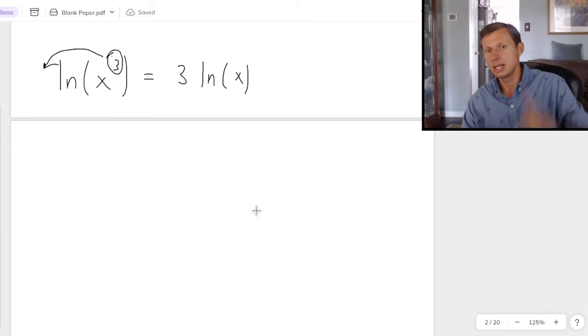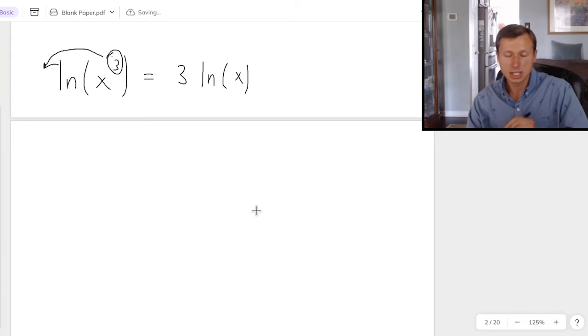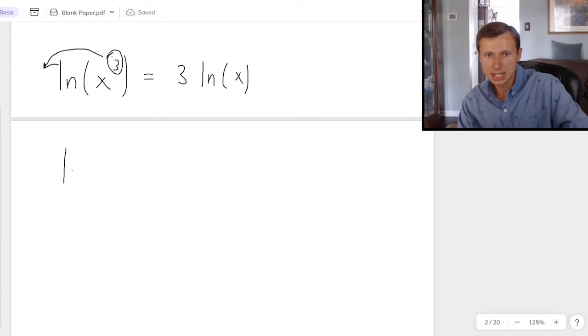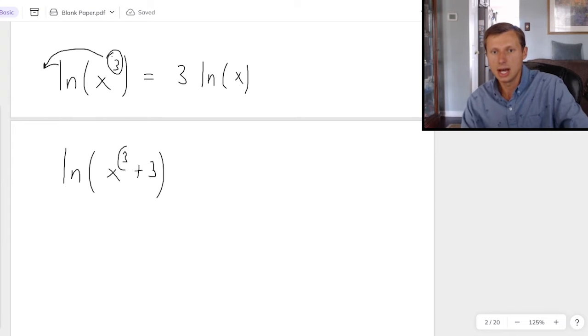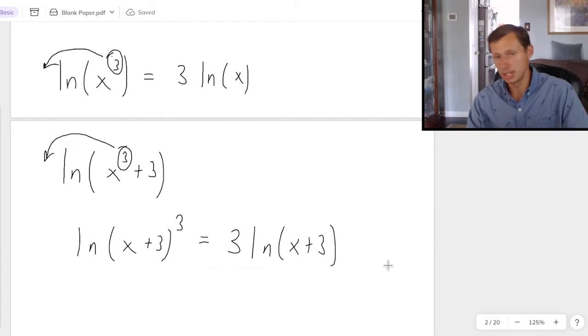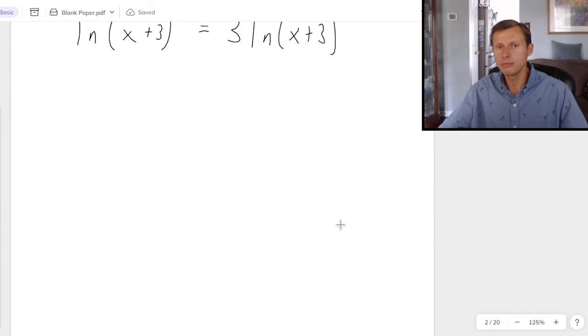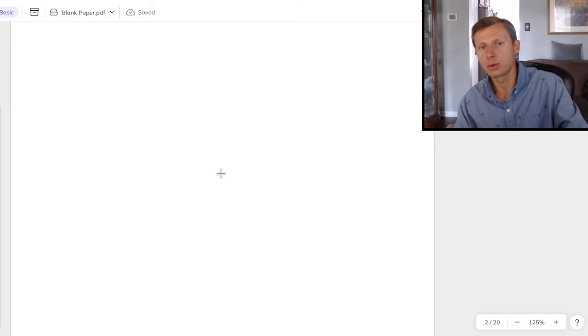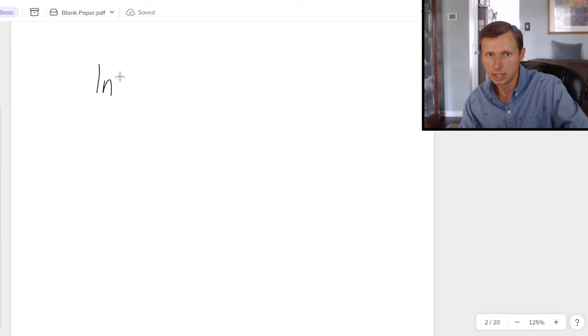You can only do that if the whole thing is raised to the same power. So for instance, if I had the natural log of x cubed plus 3, then I cannot pull this 3 out in front because the 3 is not raised to that power. However, if let's say I had natural log of x plus 3 cubed, okay, now I can pull this 3 out in front because everything's raised to the third power, and I can write it like this, and this is very nice.